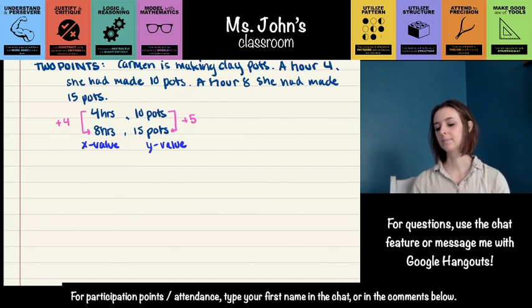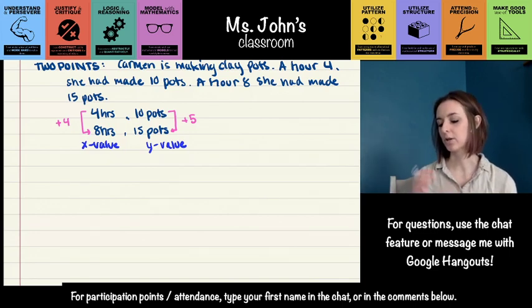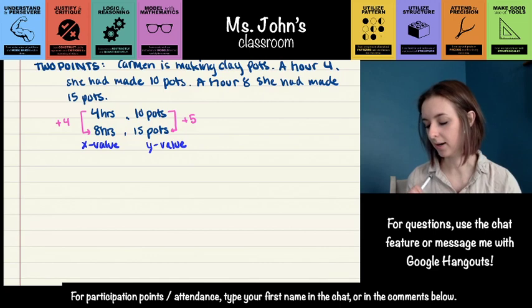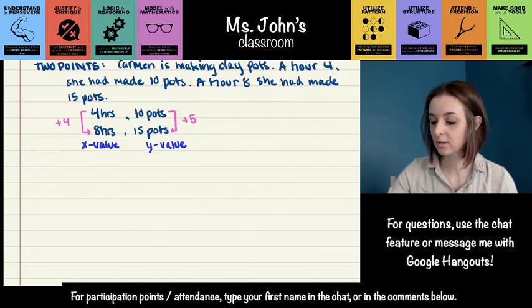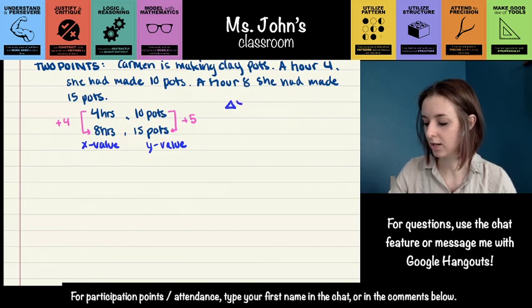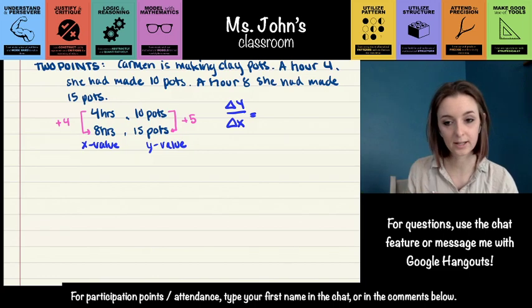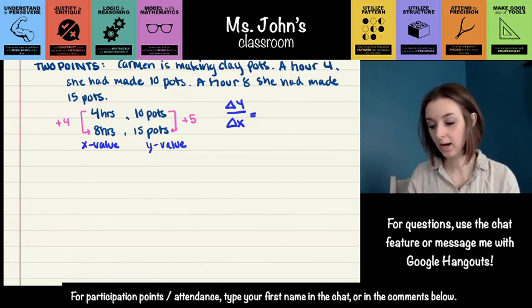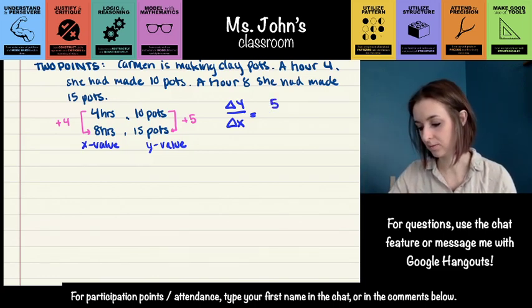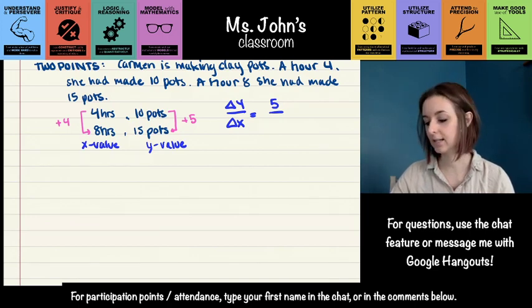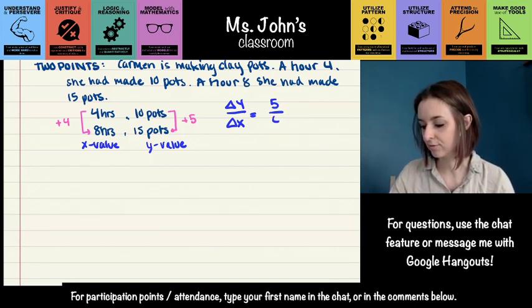So yeah, time is our x value, and the pots that Carmen's made is the y values. So we just put that into our change in y over change in x formula for our slope, and the change in y is 5 because she made 5 more pots in that time, and the change in x is 4, which gives us a slope of 5 over 4 in this equation.